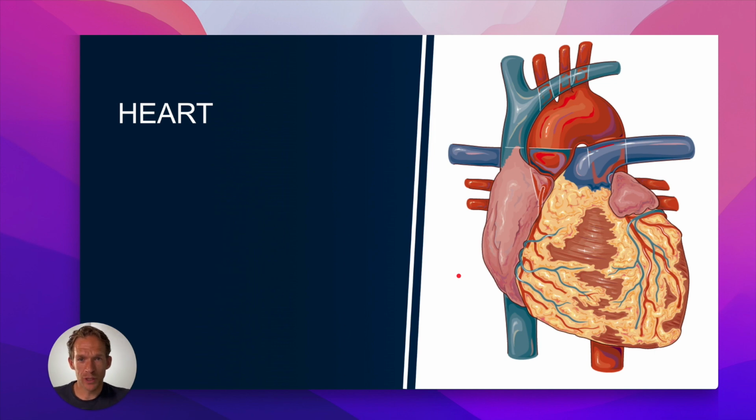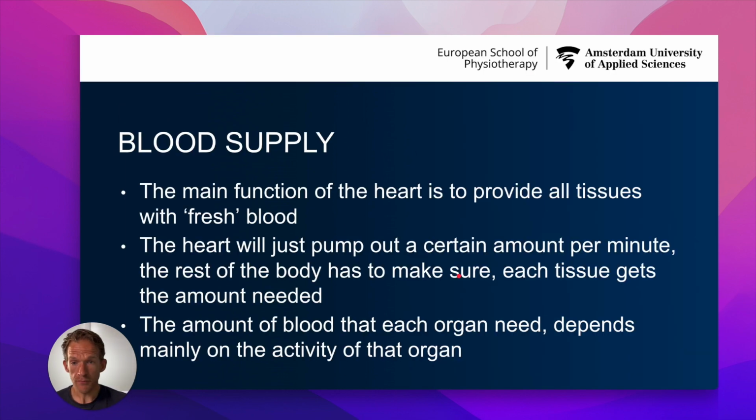Okay, then we will look at the heart and the bigger picture of how the heart generates blood flow, generates cardiac output. But first, we need to understand that if activity goes up, the heart will need to provide the whole body with more blood, with more oxygen. So this is the first step towards exercise physiology.